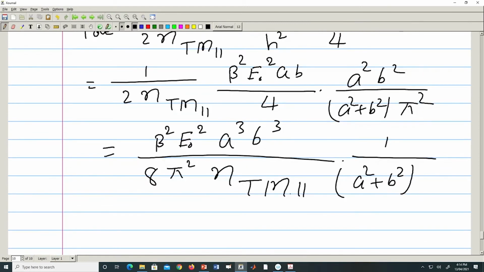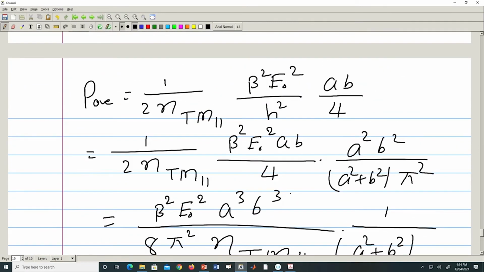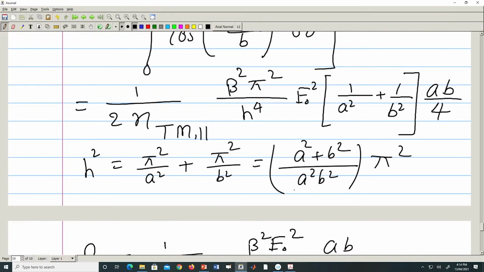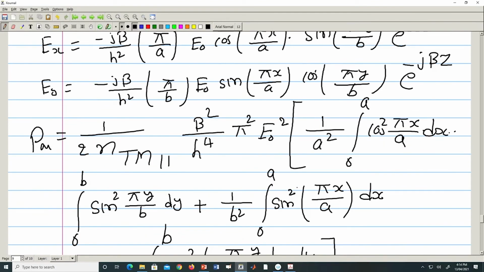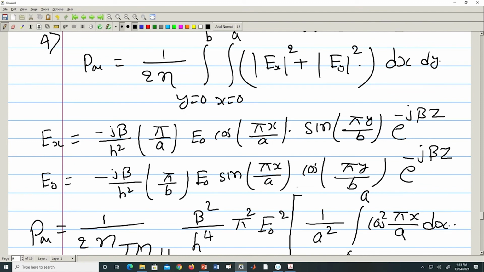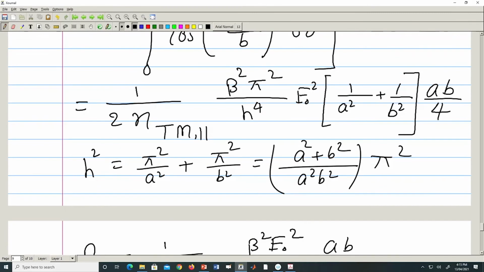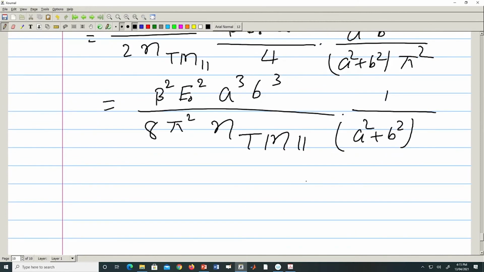Like this, we can calculate for the TE mode also. We just have to give the Ex and Ey expressions, and for the TE mode we can obtain the expression in terms of Hx and Hy also. For this we have to substitute the formula, and it will give the answer.